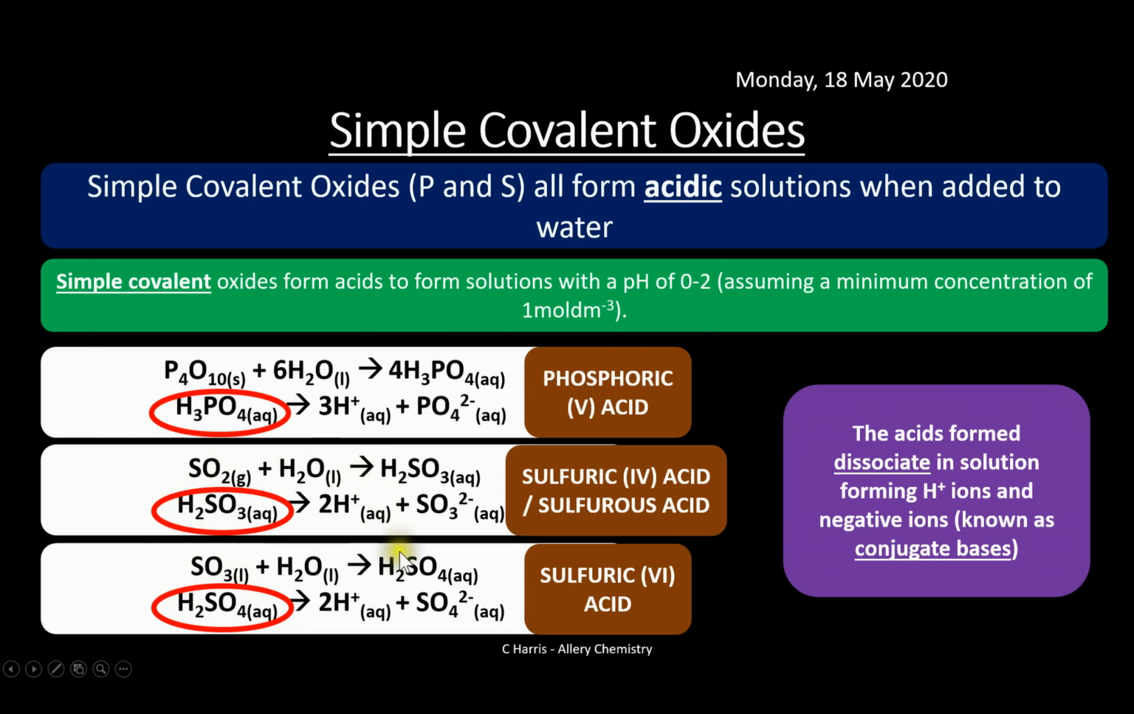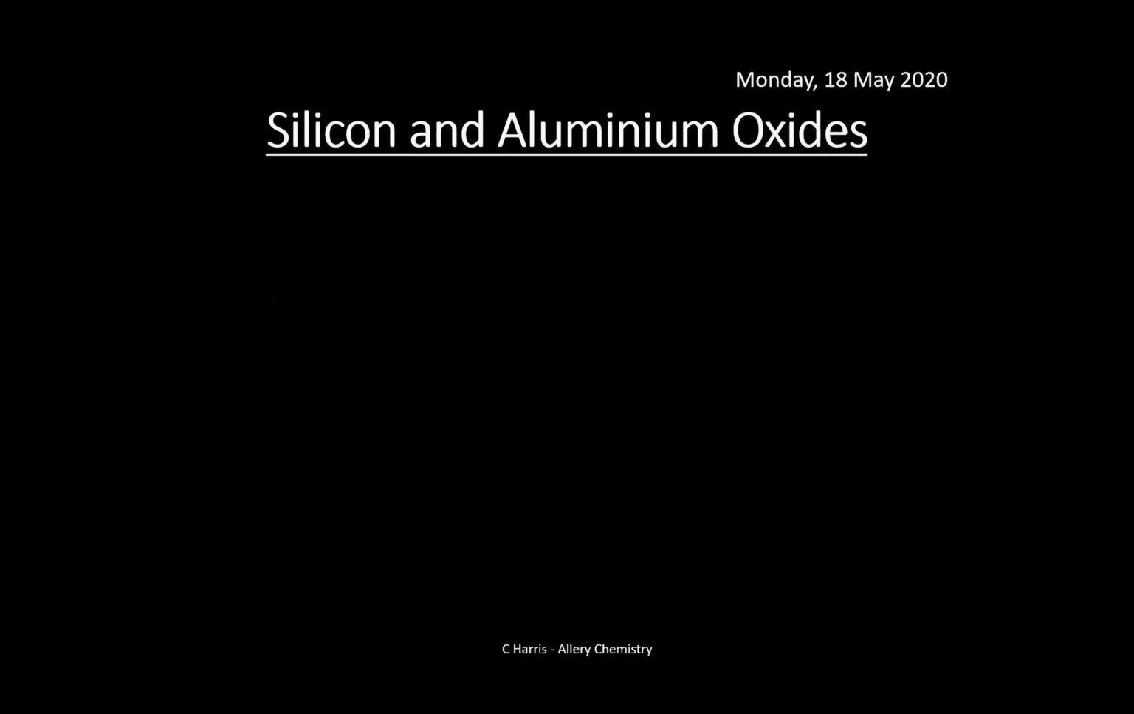You must be able to distinguish the difference. So look out in the question to see if they're giving you sulfur dioxide or sulfur trioxide, and that will determine what type of acid you actually produce. Sulfur is a little bit of an odd one because it does form two main oxide products, as you can see there. Okay, so let's look at the other two, which were silicon and aluminium oxide.